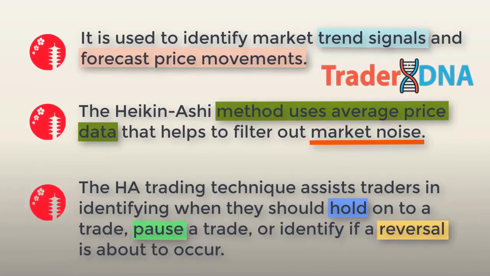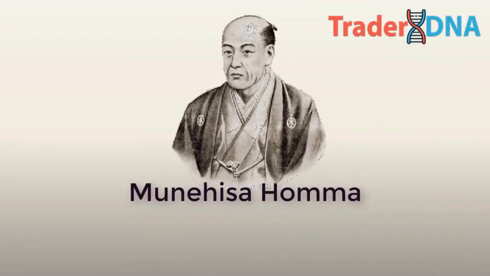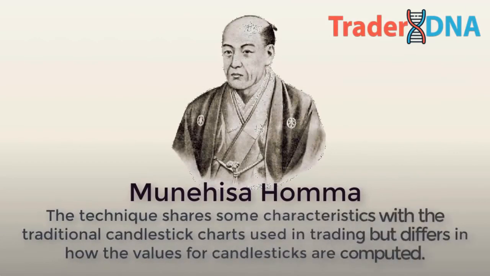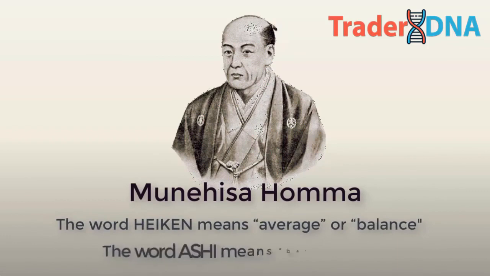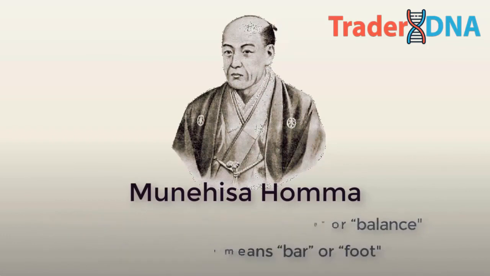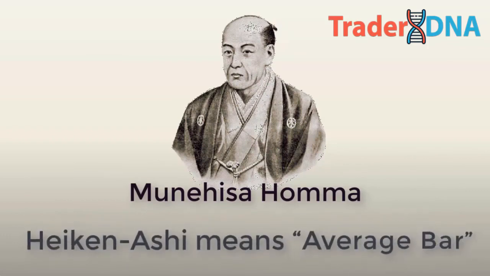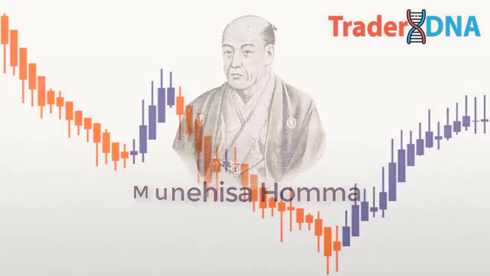The Heiken-Ashi trading technique was developed by Munehisa Hama in the 1700s. The technique shares some characteristics with the traditional candlestick charts used in trading, but differs in how the values for candlesticks are computed. In Japan, the word Heiken means average or balance, and the word Ashi means bar or foot. Hence, Heiken-Ashi means average bar, resonating with the trading technique, which uses the average price of the security.